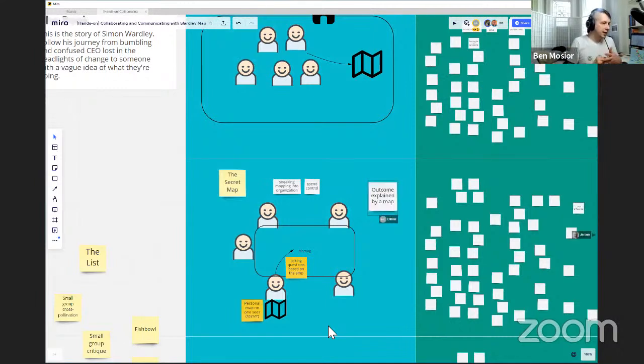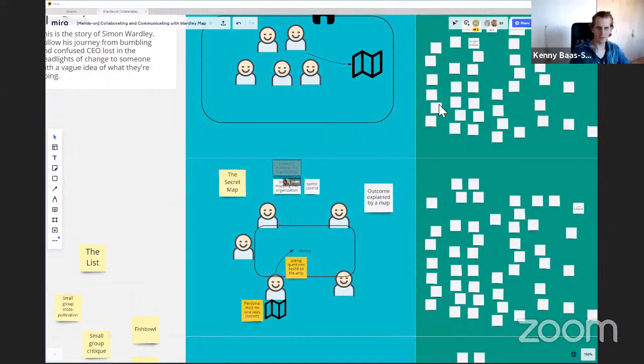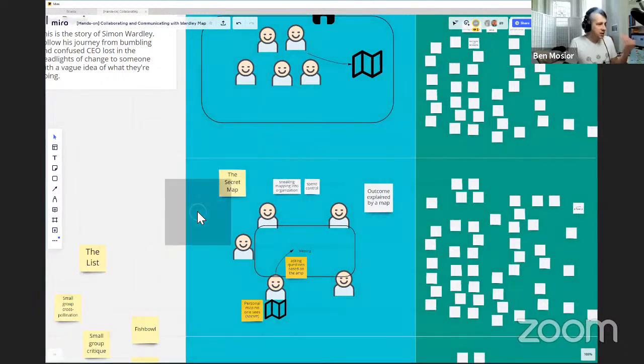I wrote a blog post about this. I think it's called "Nobody Cares About Your Precious Framework." And this is my unorthodox way to promote Wardley mapping. You'll put it in Miro, I guess. I will, yeah, just pasting it in here. So that's the secret map.